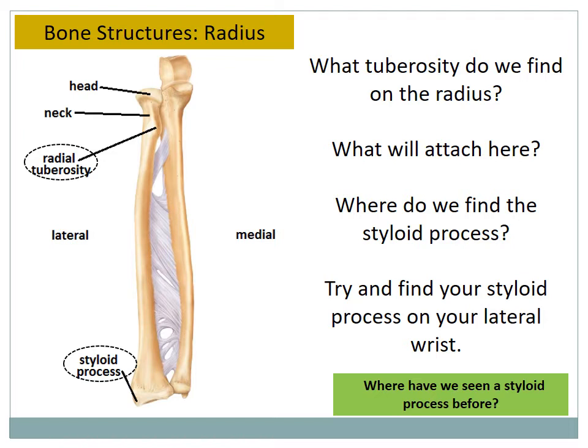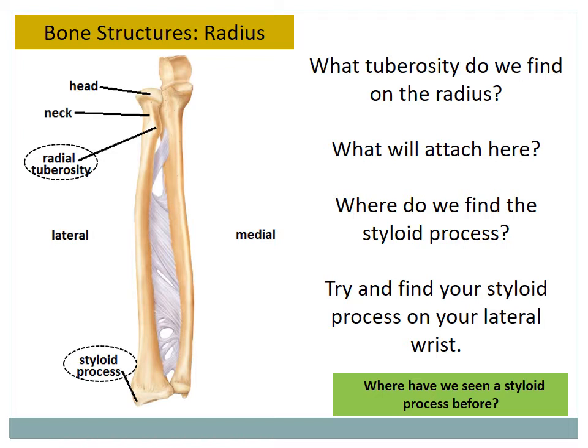Muscles attach to tuberosities. Where do we find the styloid process of the radius? It's at the most distal end of the radius. Okay, so at the most distal end, it's distal and lateral on the radius. So you can actually try and find your styloid process on your lateral wrist. You might have to dig a little bit to find it, but it's there. You can feel it. It's very close to your wrist.